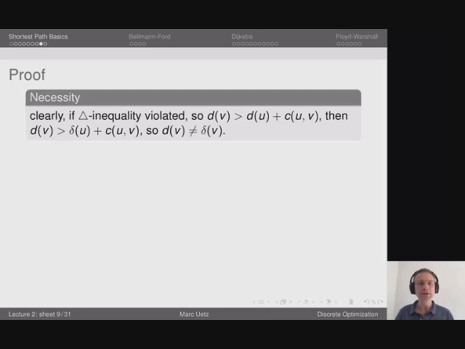So it's immediate that this is a necessary condition. For instance, assume that we have node or vertex labels which do not fulfill the triangle inequalities. So there exists a pair of vertices u and v where the triangle inequality is violated. Okay, then we know that d of u is an upper bound on the true shortest path length. So this is larger or equal than delta of u, right? So therefore, I get this inequality here.